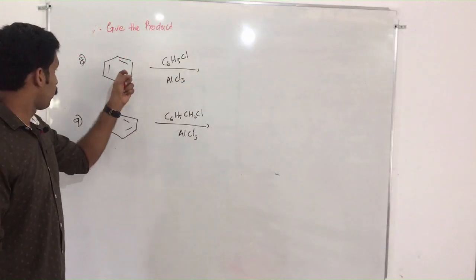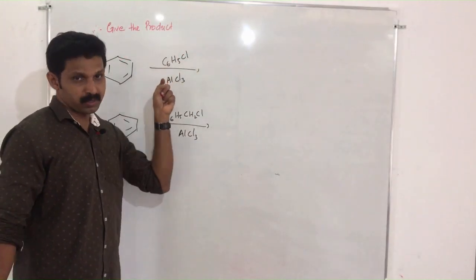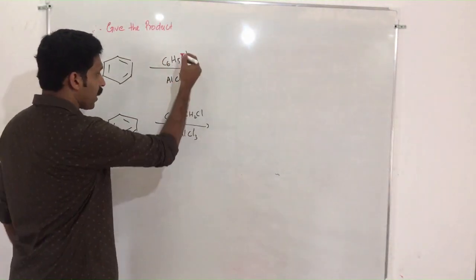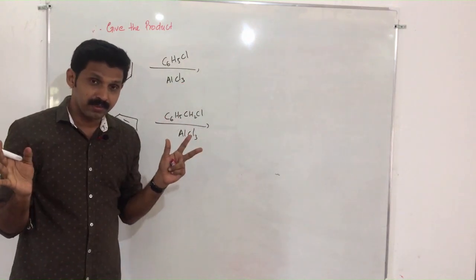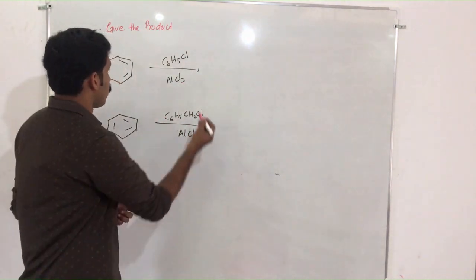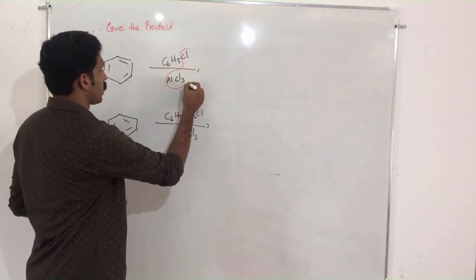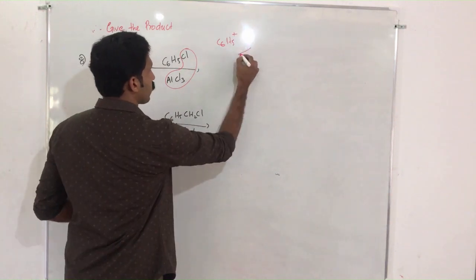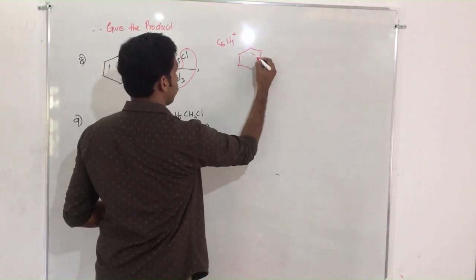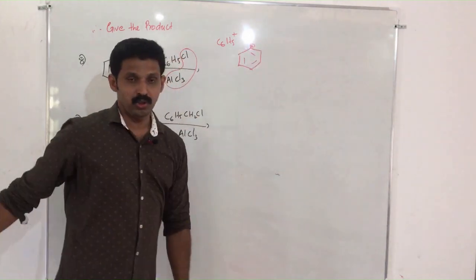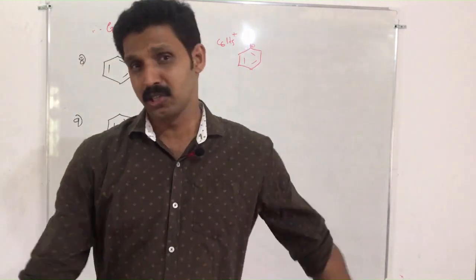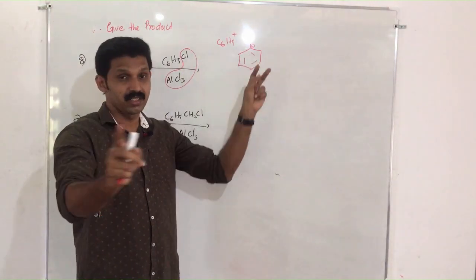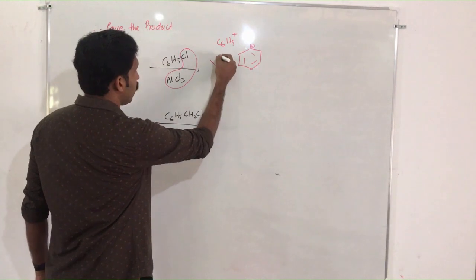Eighth question: benzene reacts with chlorobenzene in the presence of AlCl3. What is the product we are expecting here? As per this, we are expecting a Friedel-Crafts arylation. In the first step, C6H5+ is formed. C6H5+ is nothing but this species, the phenyl carbocation. Phenyl carbocation is highly unstable. Therefore, the chance of formation of this phenyl carbocation is very low, so here there will be no chemical reaction.